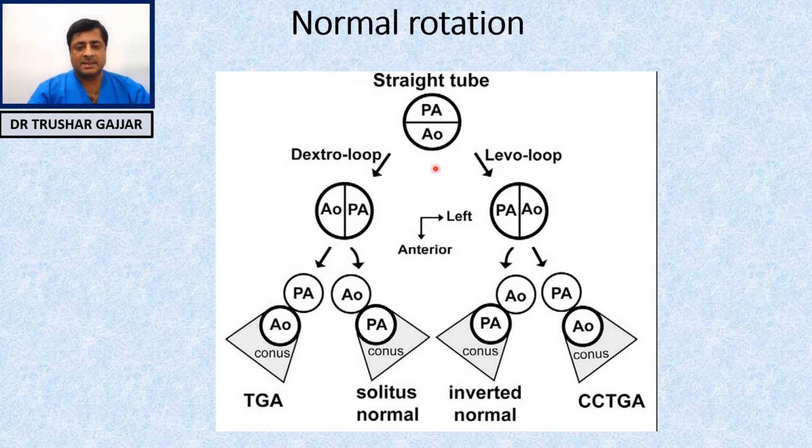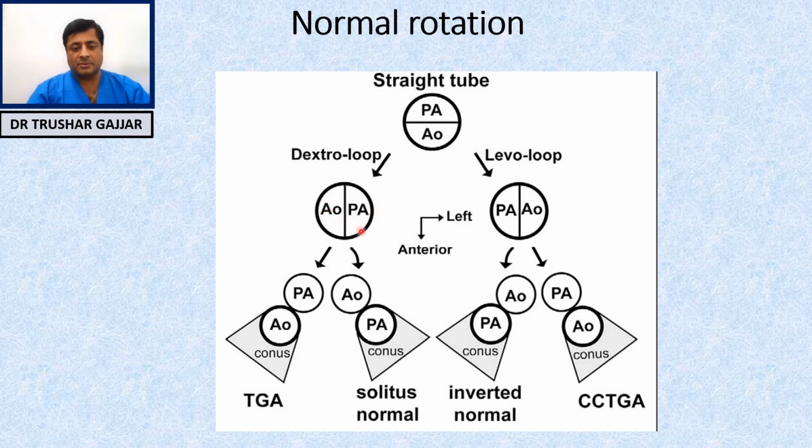Now we'll see during embryonic life, in the straight heart tube, we have divided the outflow tract into the anterior and posterior outflow tract. So this is the anterior and posterior outflow tract. During delooping, it will have a counterclockwise looping if you are seeing from down below, up from the apex. So this is the first counterclockwise loop, which leads to the formation of side-by-side aorta and pulmonary artery.